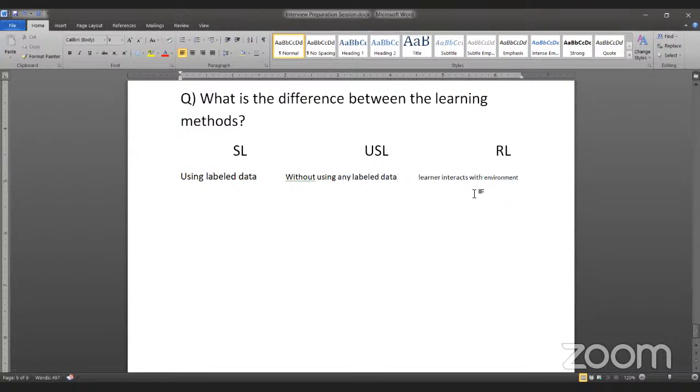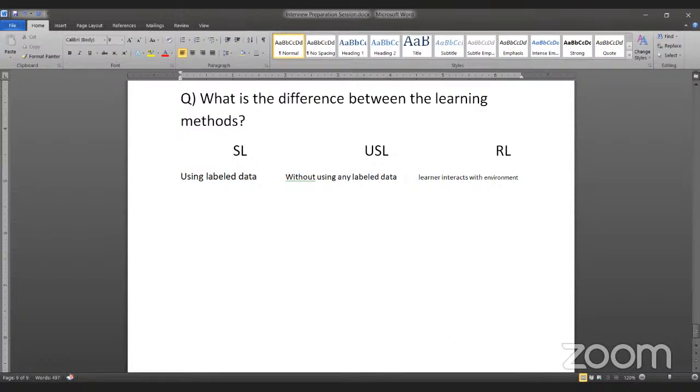Okay. So next, what kind of data do you use? Here in supervised we use labeled data. In unsupervised we use unlabeled data, and here no data is present. It is just an interaction of a learner with its environment.